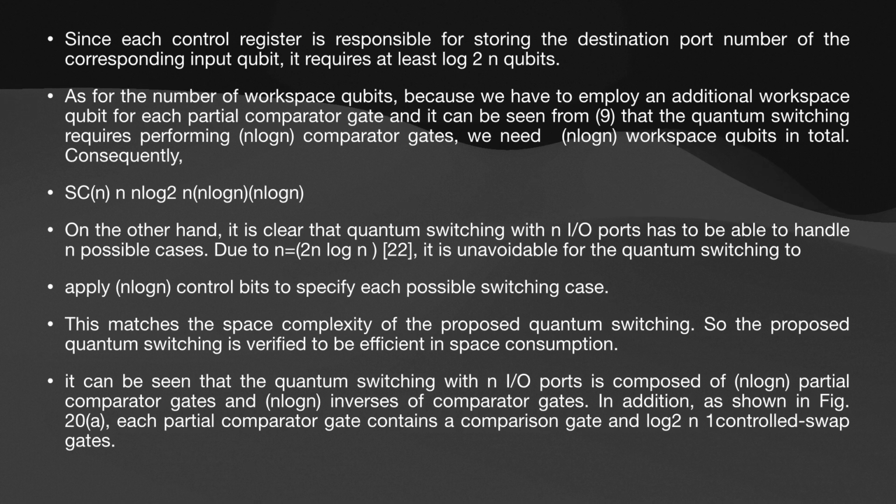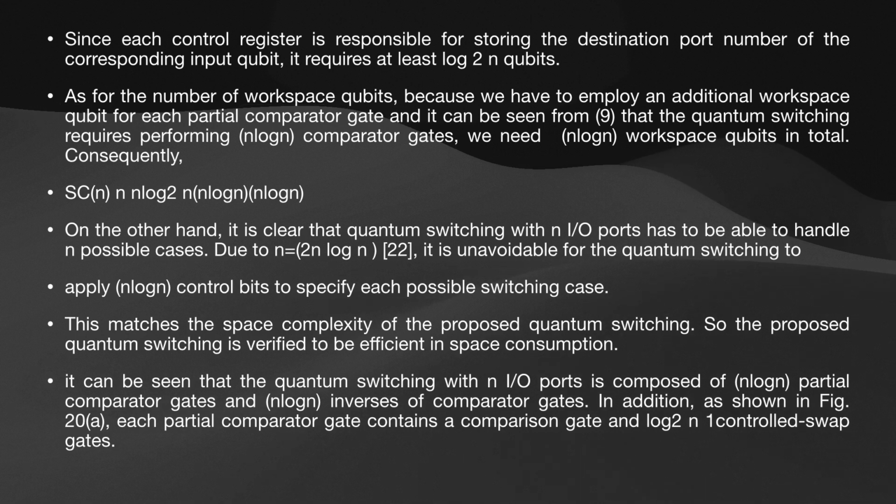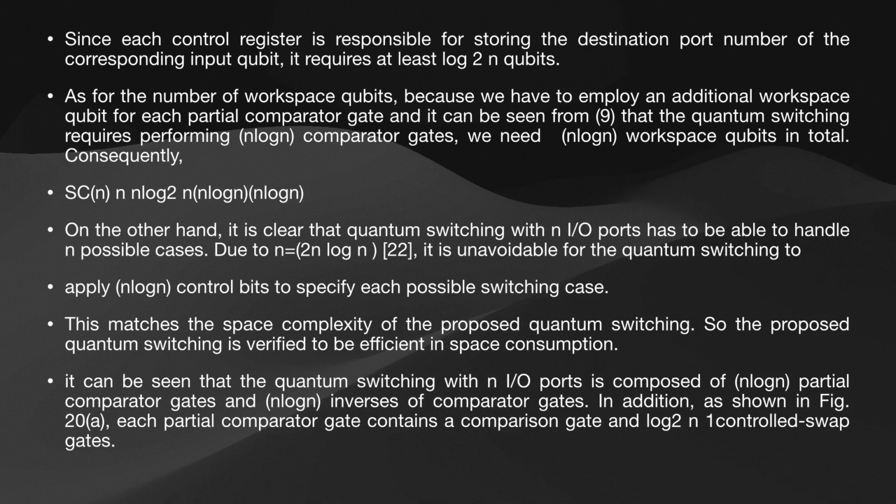On the other hand, it is clear that quantum switching with n input and output ports has to be able to handle n! possible cases, which is equal to 2 to the n log n. It is unavoidable for the quantum switching to apply n log n control bits to specify each possible switching case. This matches the space complexity of the proposed quantum switching. So the proposed quantum switching is verified to be efficient in space consumption.